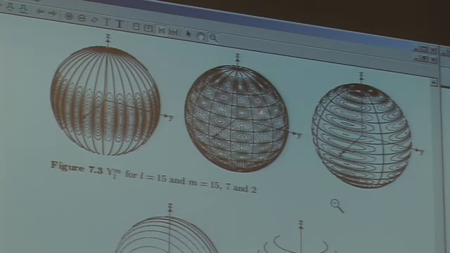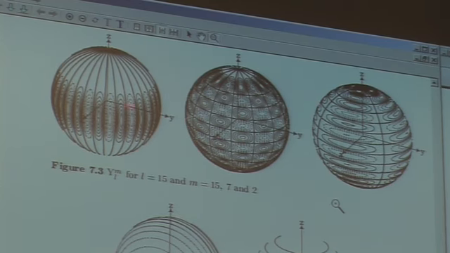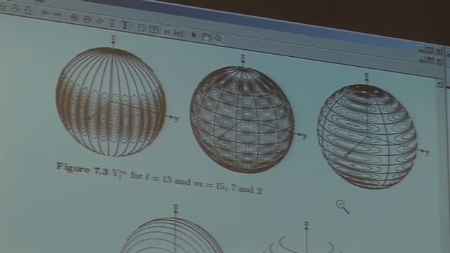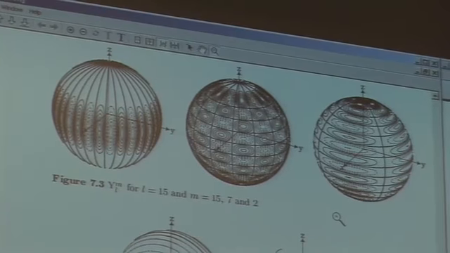This is for some intermediate one, m equals 7, and this is for m equals 2. So what's the physical interpretation of these? This thing, Y_lm, is a function on the sphere, right? It assigns a complex number to each point on the sphere.